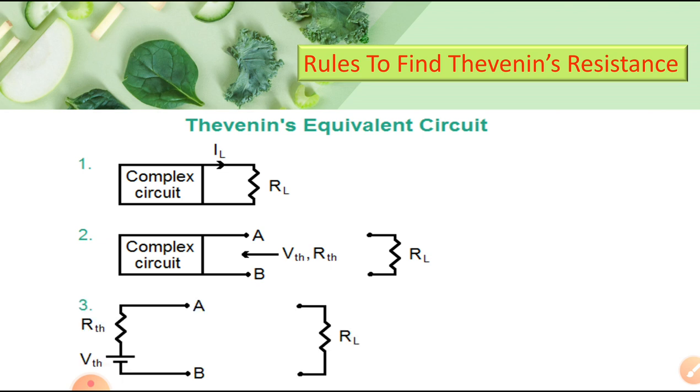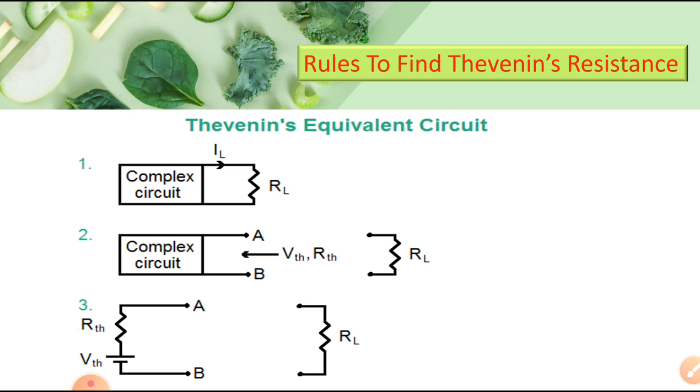Third step: after knowing V Thevenin and R Thevenin, simply represent the complex circuit as a single voltage source and a single passive element. The single voltage source is V Thevenin, and the single passive element is R Thevenin. Now the AB terminal is ready to take any problem to solve.